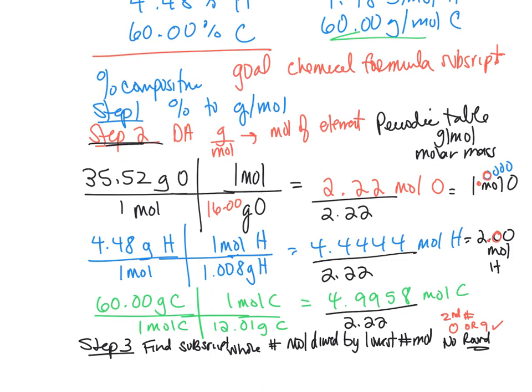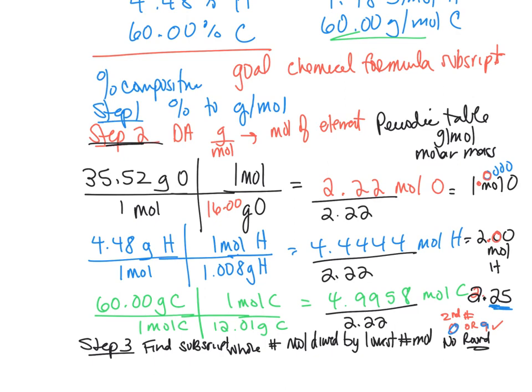4.9958 divided by 2.22. Now you get a 2.25. Okay, you cannot round that. You see that this number is not a 0 or a 9, so you can't round that. So now you're going to have to multiply each one of these by a number to get a whole number. So like the problem is .25. So you can do 2.25 times 2, that gives you 4.5.